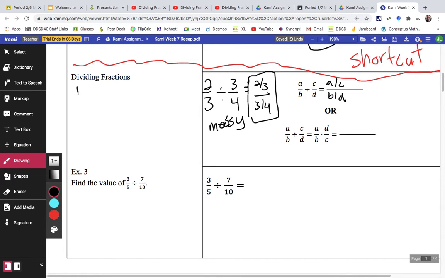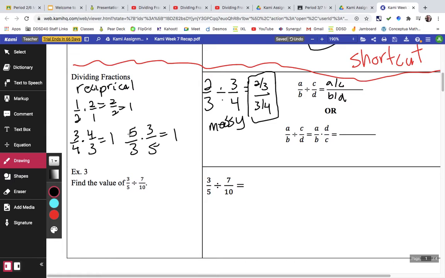So reciprocals are the following. Reciprocals are two numbers that multiply together to equal 1. For example, 1/2 times 2/1 equals 2/2, and that equals 1. 3/4 times 4/3. Notice how we flip it. The numerator becomes a denominator, the denominator becomes a numerator, and that's equal to 1. 5/3 times 3/5 is equal to 1. So 5/3 and 3/5 are reciprocals.